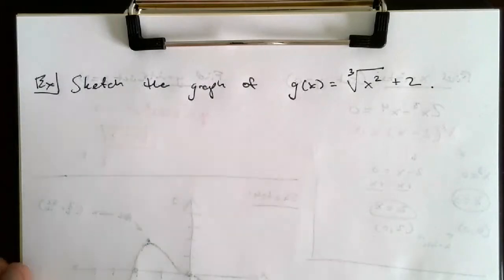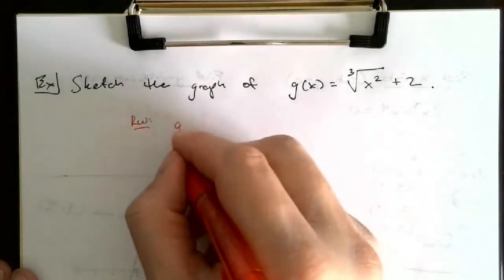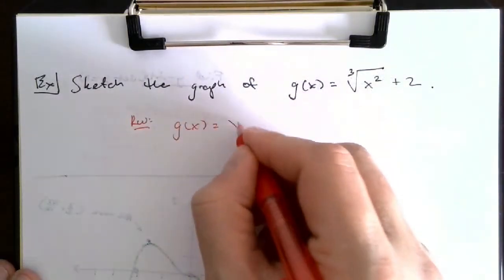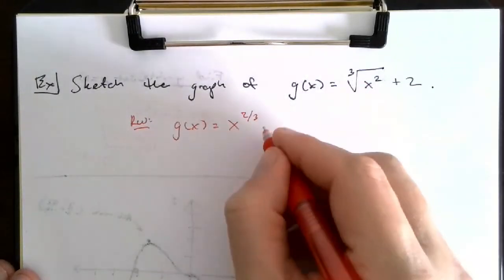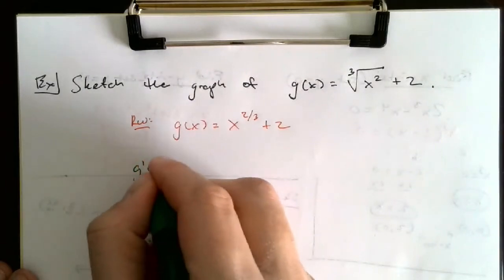So first off, I'm going to rewrite this. I want to rewrite it as g of x equals, remember I want to rewrite the radicals in exponent form, so this would be x to the 2 over 3 power, right? That's the index of the root, plus 2. Okay, so make sure you rewrite first. And then what do I need? Well, to find the critical values, I need the first derivative, so I need g prime of x.